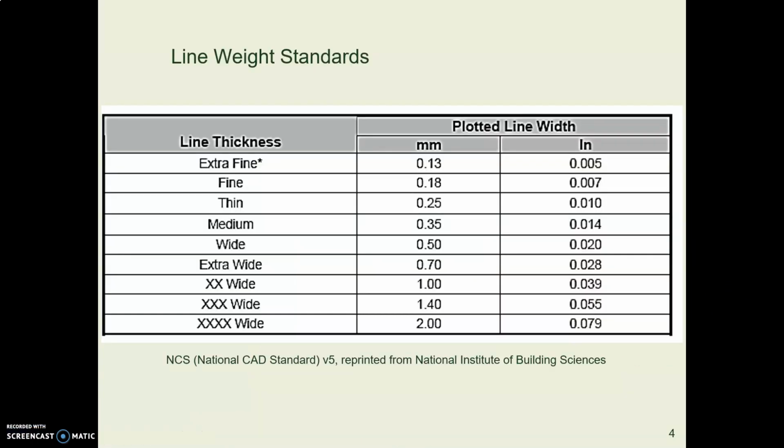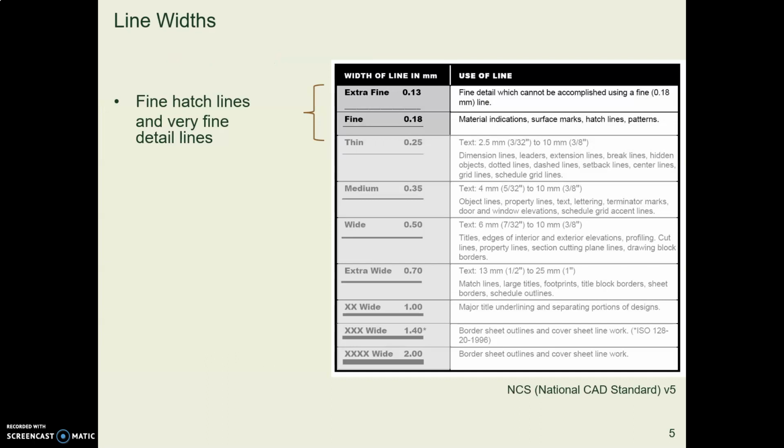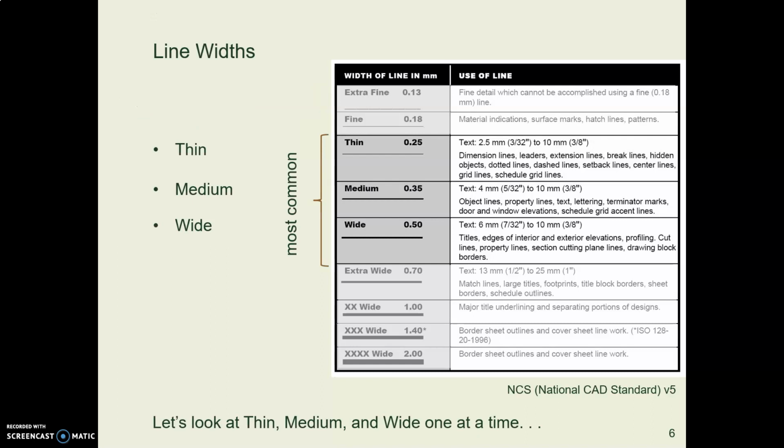Here are the standard line weights that you have available according to the National CAD standard. You can use really fine lines, and we won't be using those in this class, but if you had some very fine hatching, you could use 0.13 or 0.18 of a millimeter. The most common line weights, and the ones that we are using, are these: thin, medium, and wide. And we'll look at these one at a time.